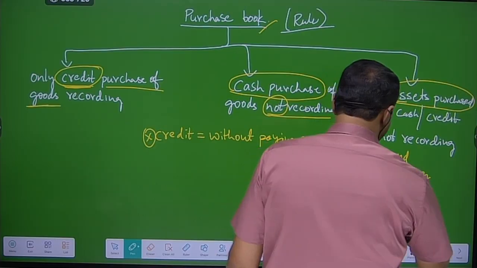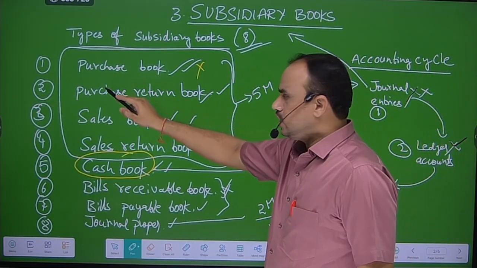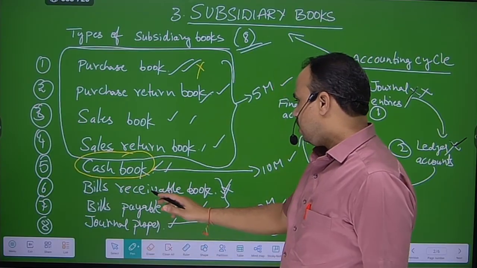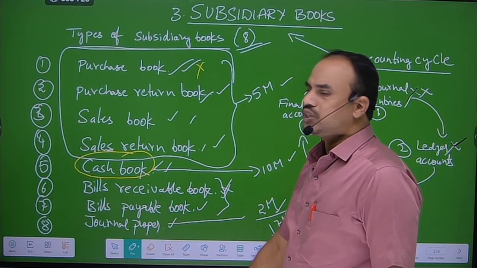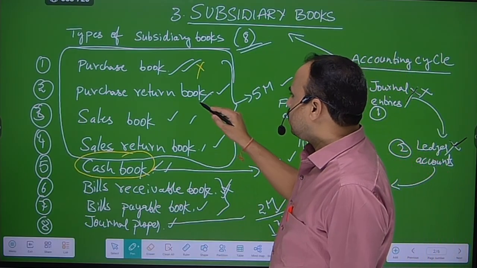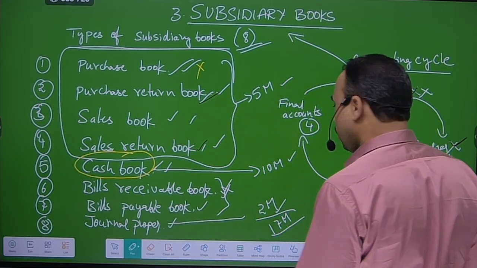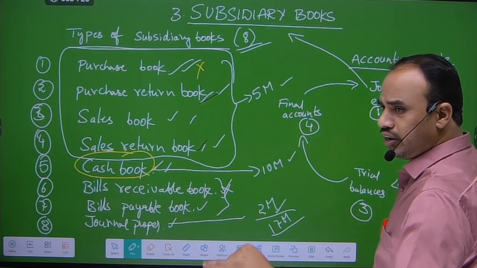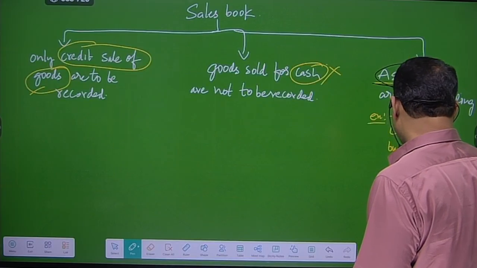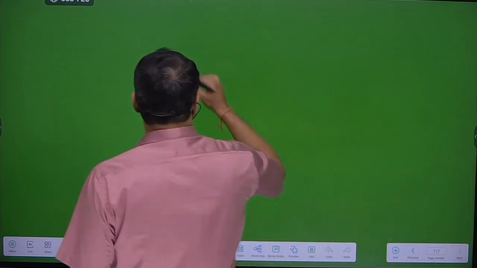Now before going to that, let's see how many types of subsidiary books there are: purchase book, purchase return book, sales return book, cash book, bills receivable book, bills payable book, and journal proper. Before I end this class, I will show you the format of the purchase return book as well as the sales return book, but I will not explain an example. In the next video I will explain the example. Okay, let's see the purchase return book.